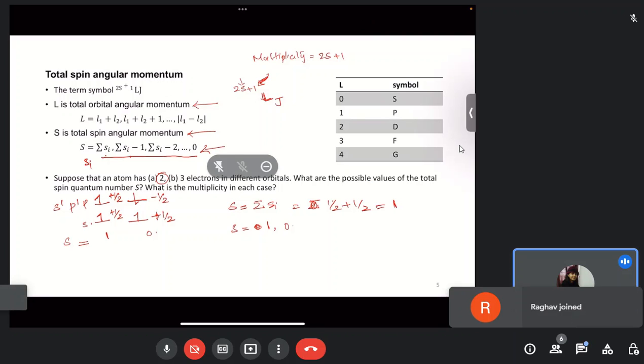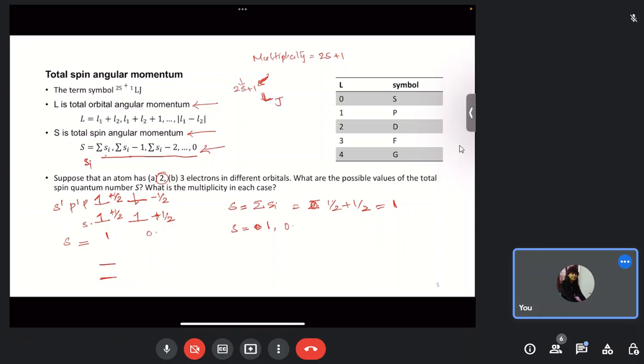I'll also explain what happens if we have two electrons in the same orbital itself. In case you have two electrons in S squared, both in the S orbital, the only orientation the spins can adopt is one in plus half and the other in minus half. So your S value is going to be 0. This is when both of them are in the same orbital.